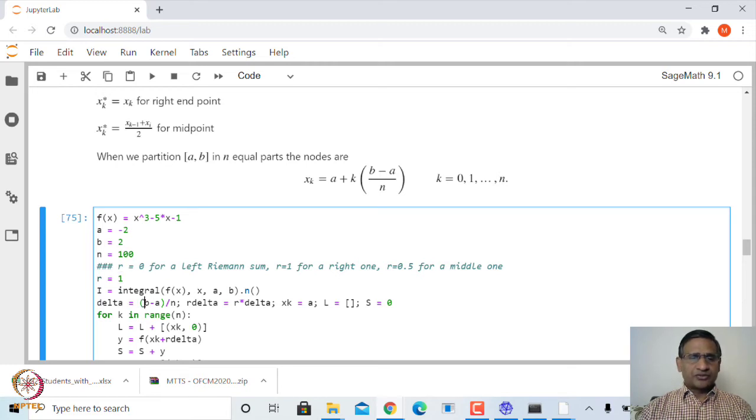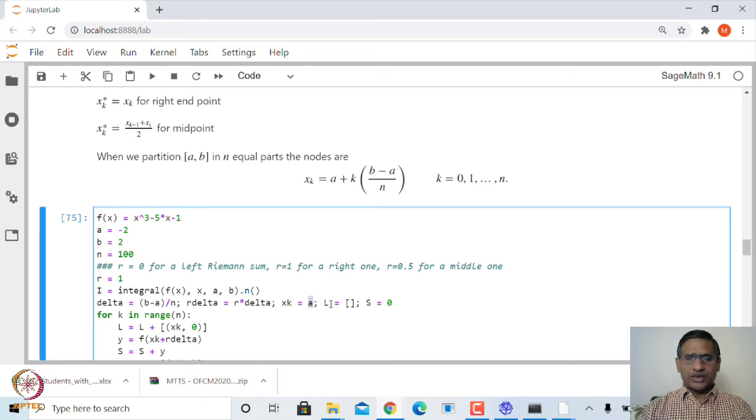So, that is how you calculate the delta. Delta is the length of each of these intervals, and r delta is r times delta. If r is equal to 0, it will take the left endpoint, if r is equal to 1, it will take the right endpoint, and if r is equal to 0.5, it will take the midpoint. And x k is the a k, stored in x k here.